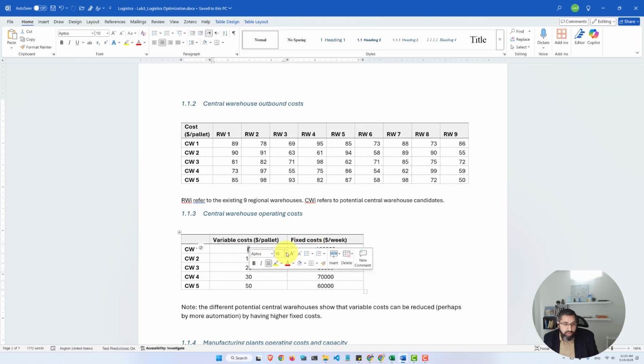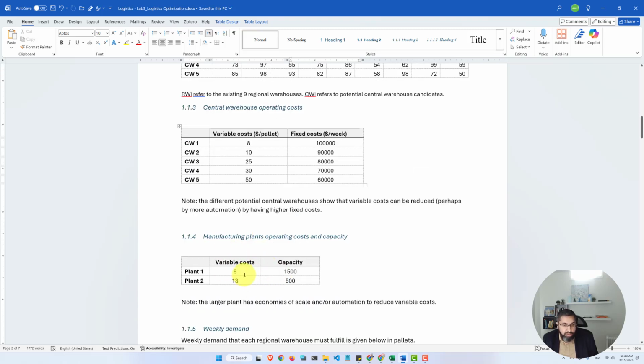Or you may also have to pay financing expense and maintenance and hire technicians to maintain that equipment, and that will also increase your fixed cost. So we see this trade-off. Some of the warehouses we can open are going to have high fixed cost but low variable cost. Some of the warehouses we can potentially open have high variable cost but lower fixed cost.